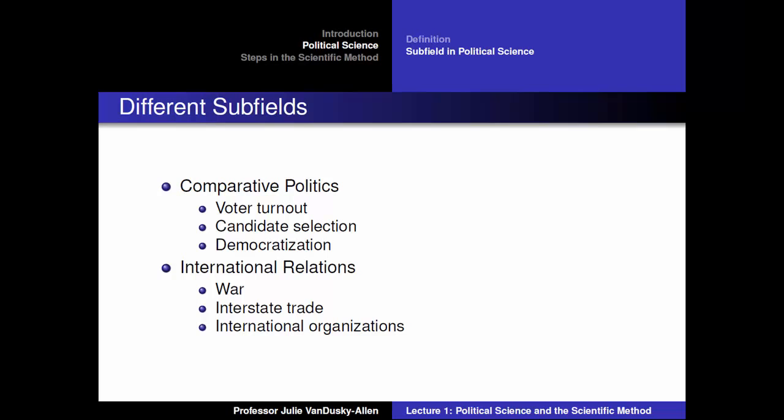Next, international relations is the study of politics between countries. International relations scholars try to explain outcomes, such as why some countries go to war while other countries are more likely to trade with one another. They also try to explain the role that international organizations play in the international system. For example, some scholars are interested in how the UN and NGOs influence human rights practices in countries throughout the world.